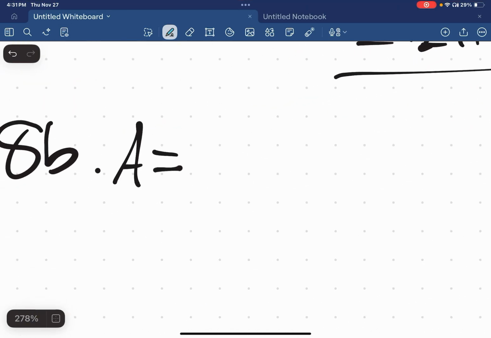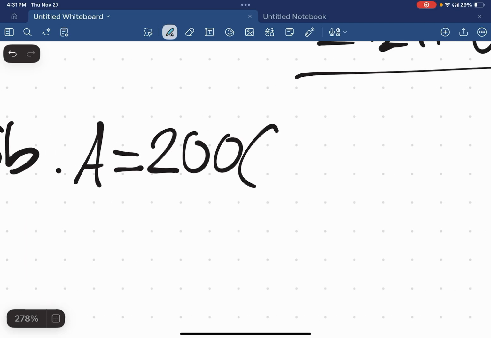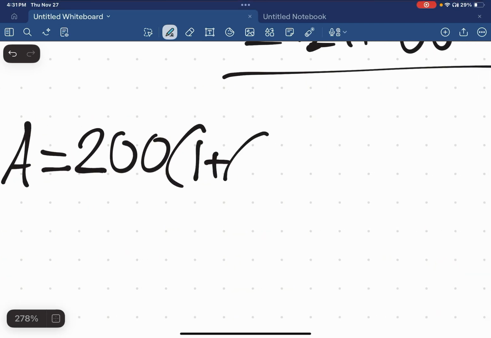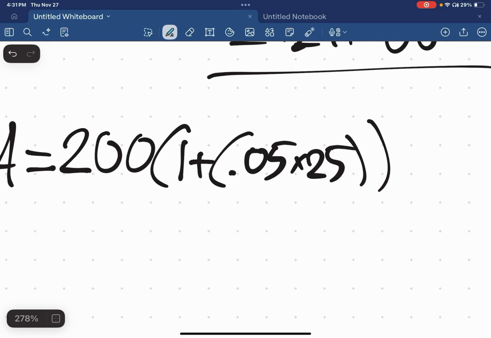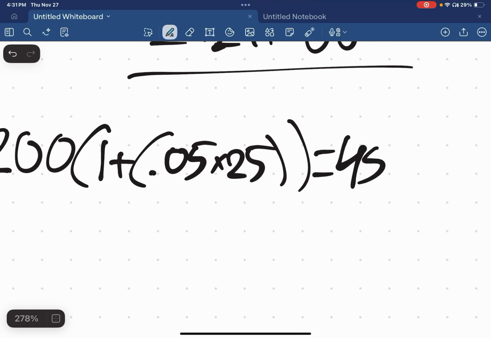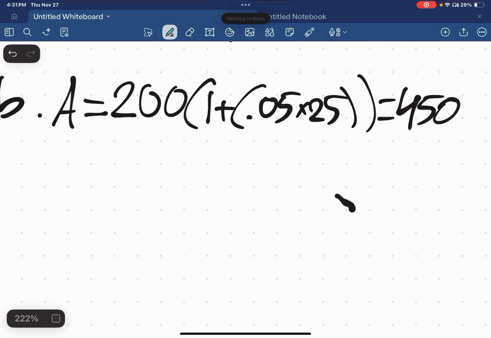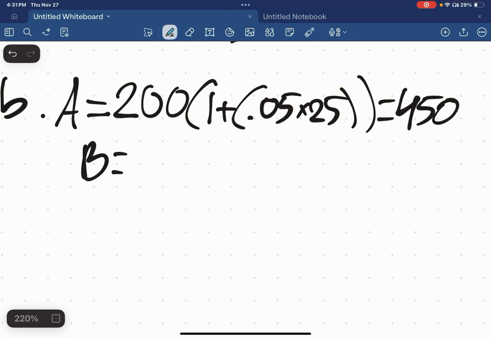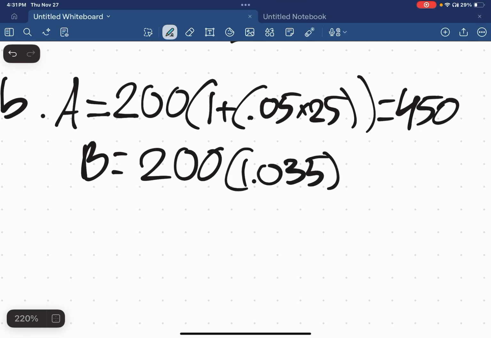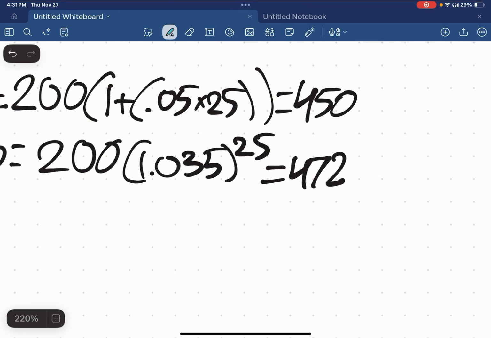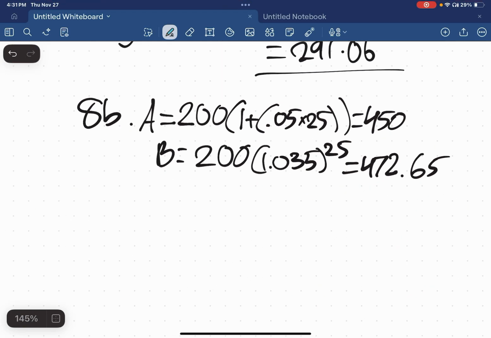A for Aya is going to be equal to the 200 she invested times 1 plus 0.05 times 25 now, which is equal to 450. Looks like she's having a drop off going on. She might have to do something about that. And Brianna is going to be the one with compound interest, which is just given by the formula from earlier. That's going to be equal to 472.65. She's actually making bank now.